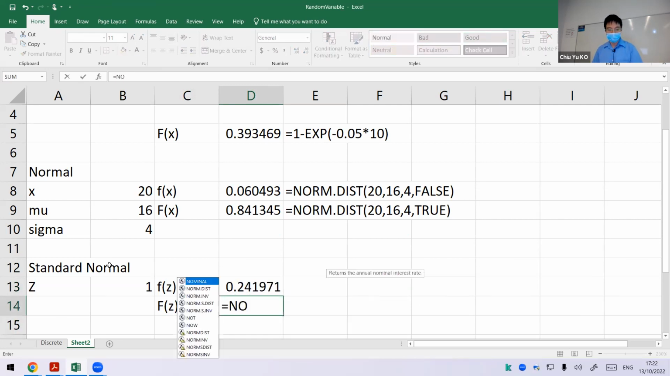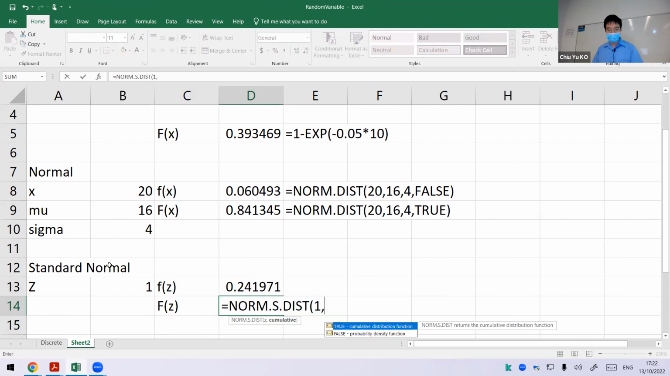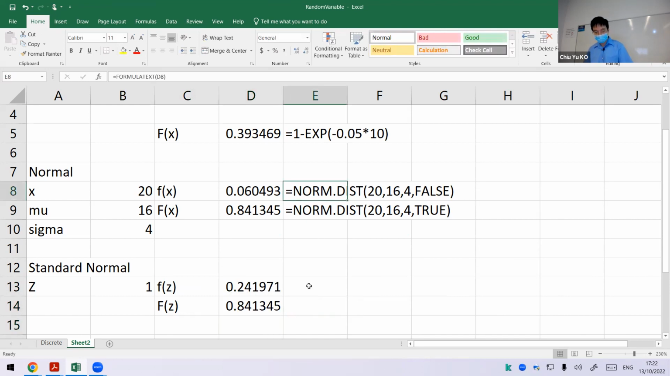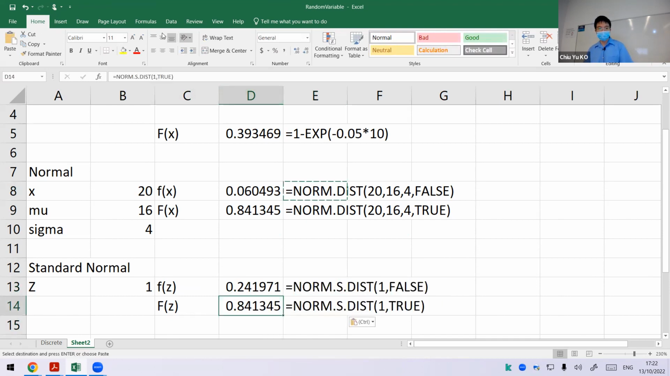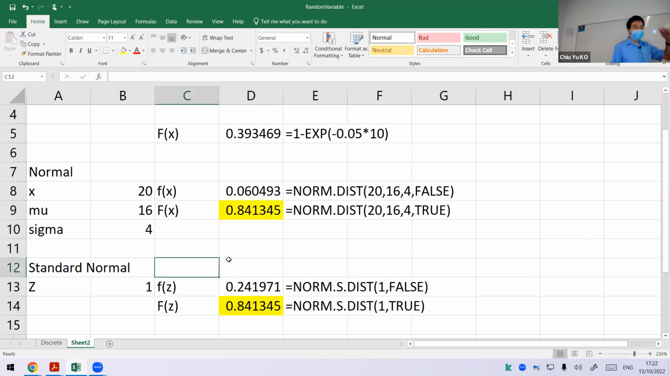And you have NORM.S.DIST 1, you put true. Okay. It's exactly the same thing you can find in the above. Okay. So this is same as this one, right? Because both of them are just one SD from the mean, right? Because the standardized normal is mean 0, it's 1 away from the SD, right? So same as normal, so they're the same thing. Okay, so these two are very important.